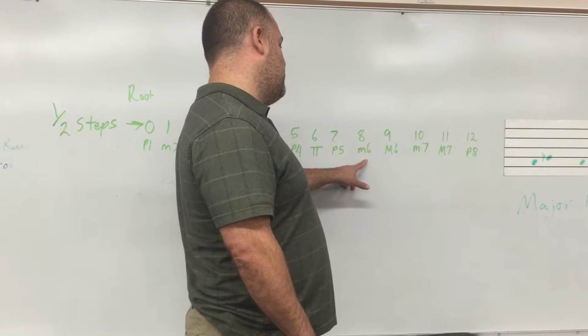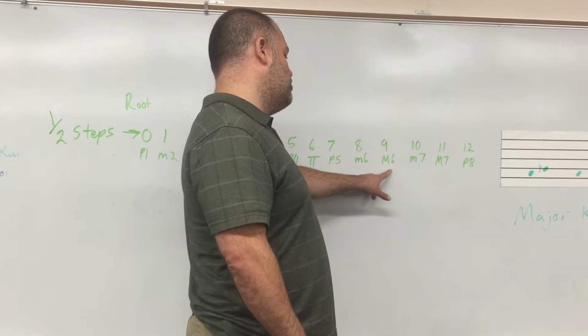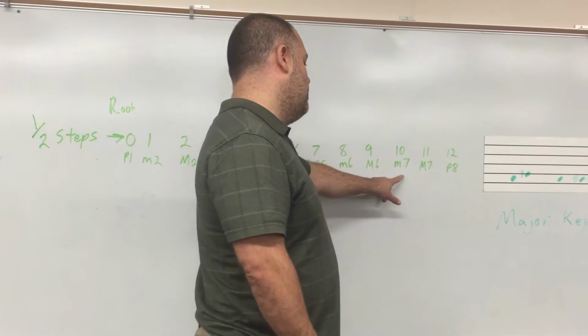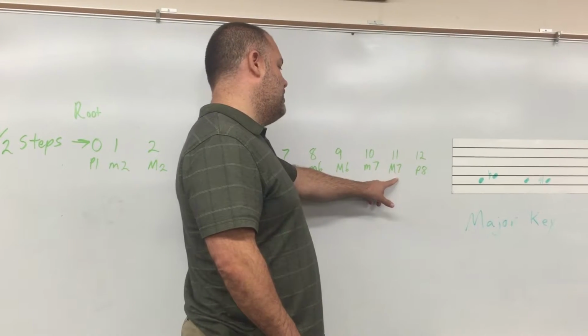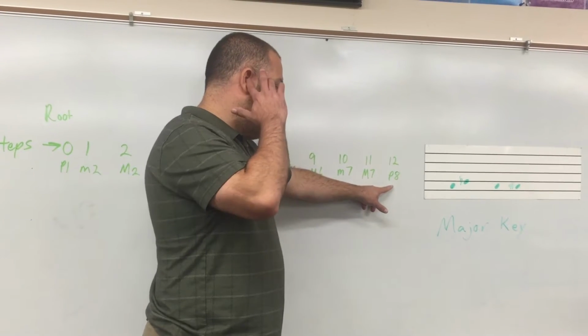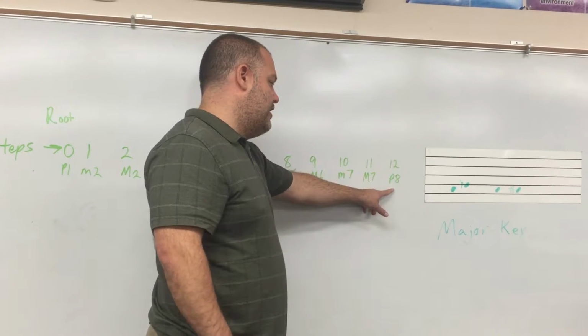Minor 6th is at 8 half steps. Major 6th is at 9 half steps. Minor 7th is at 10 half steps. Major 7th is at 11 half steps. And the perfect octave is at 12 half steps.